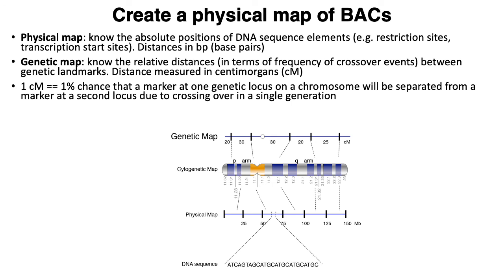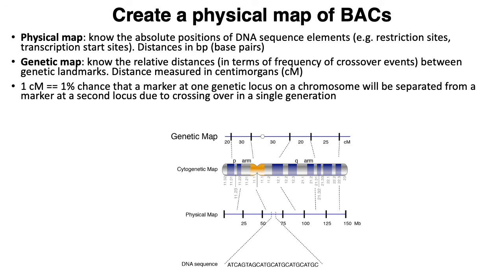And so I mentioned earlier that in terms of hierarchical shotgun sequencing, you have to sequence individual BACs, and then you have to piece these BACs back together. The process of piecing the BACs back together is not entirely straightforward, but assume for the moment that you've somehow managed to sequence individual BACs, right? In order to figure out how to piece individual BACs back together into the original genome, you basically need to build what's called a physical map of the BACs.